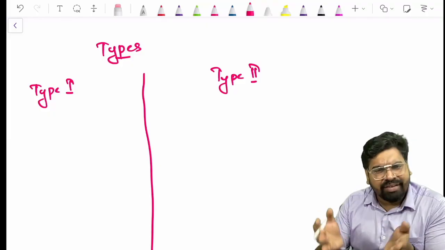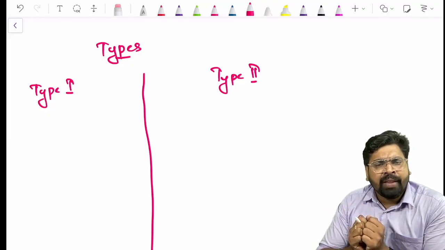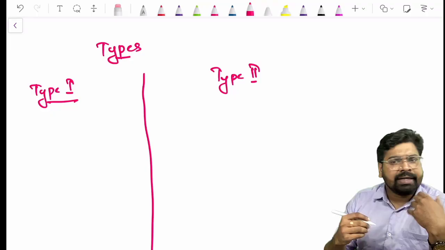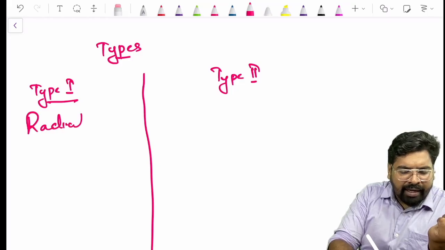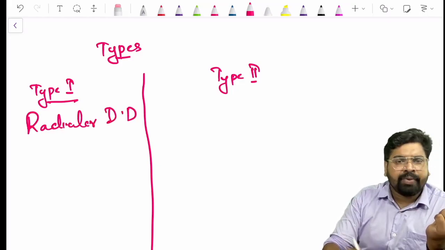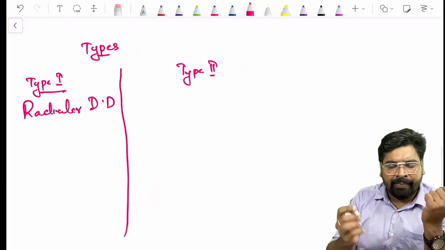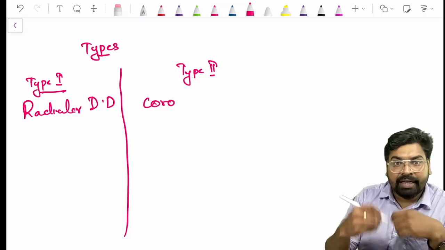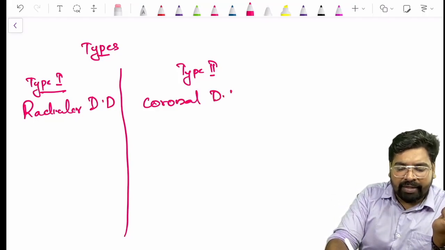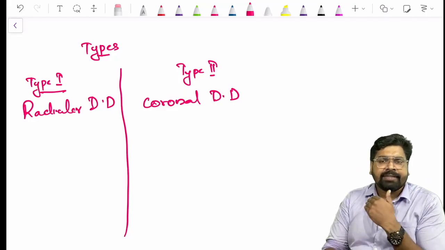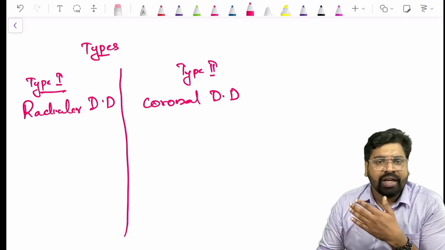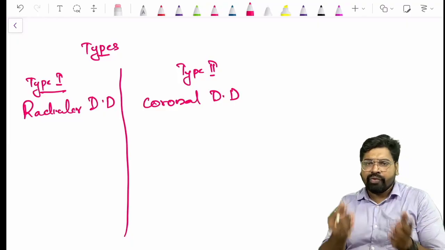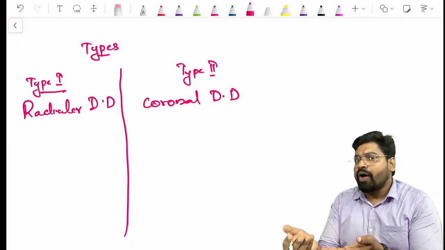Cementum is just for cementing, just to hold the tooth. The bulk of the tooth root is formed by dentin itself, so the major component of dentin is in the root. So type 1 is radicular dentin dysplasia, while type 2 affects the dentin in the crown, that is coronal dentin dysplasia. Now you understood: in type 1 your root will be affected, in type 2 your crown will be affected.